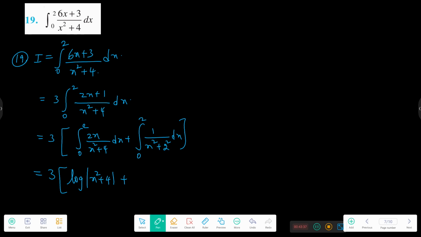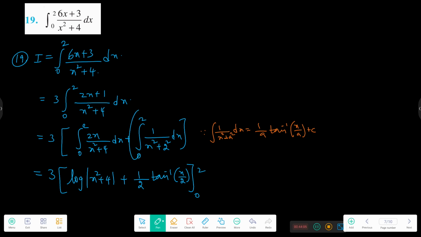So this is the tan formula. What is the tan formula? Integral 1 divided by x square plus a square into dx is equal to 1 divided by a into tan inverse of x divided by a plus c. This is the formula. So the a value here is 2, so tan inverse x divided by a, and the limit is 0 to 2. Commonly, I am not giving separately, I give one time. Now apply the limits.